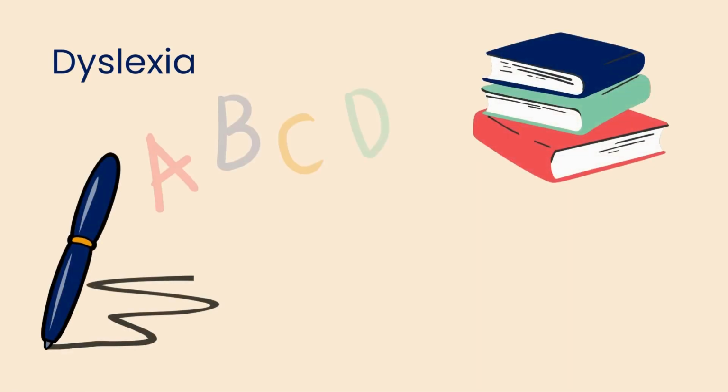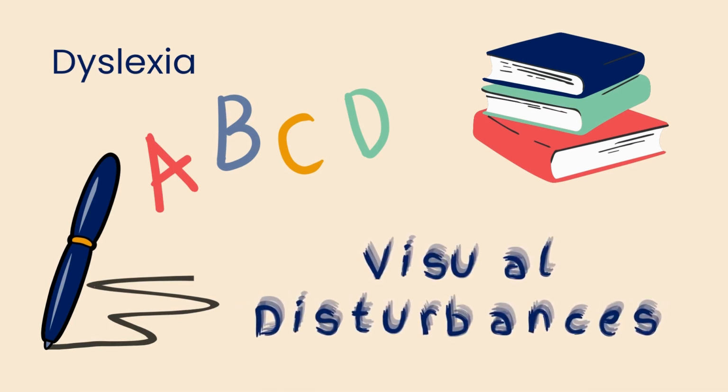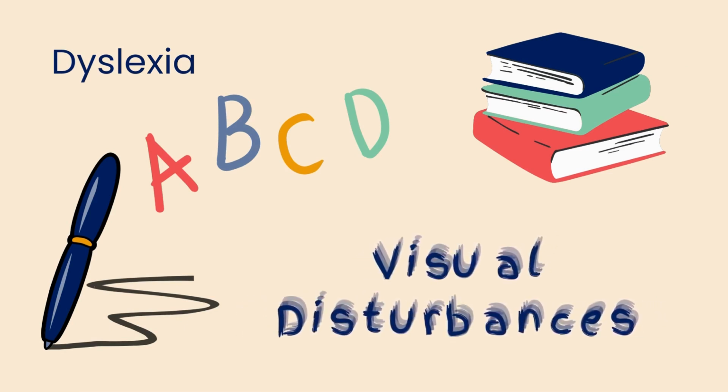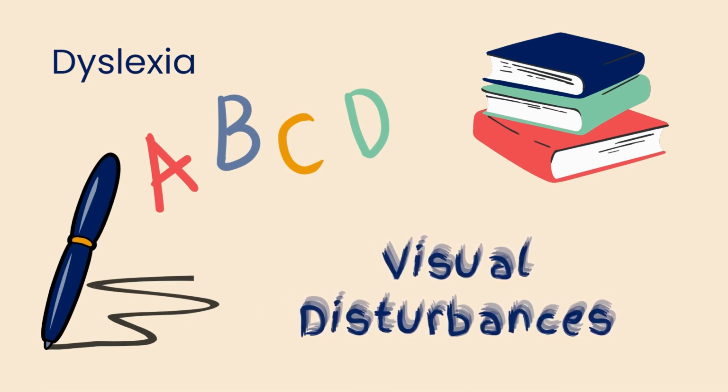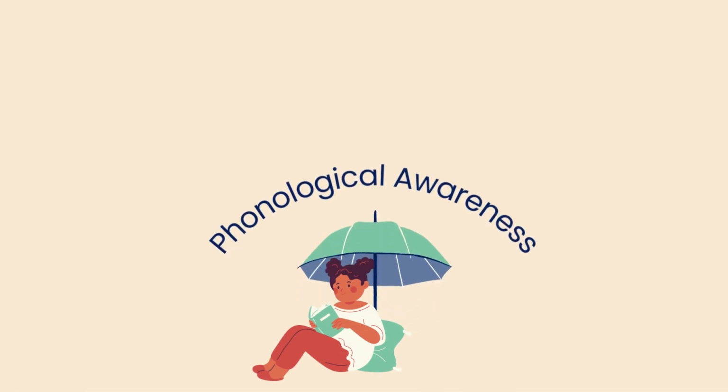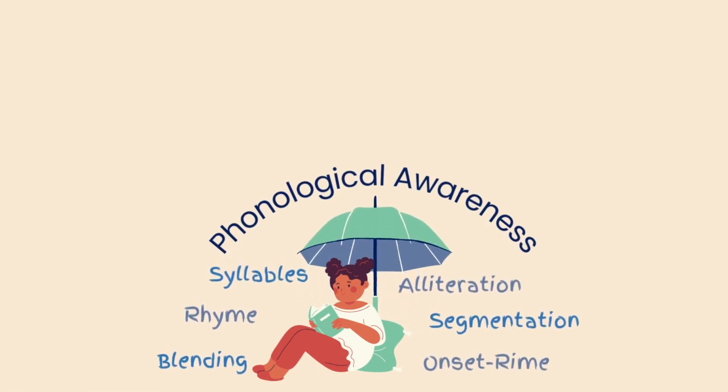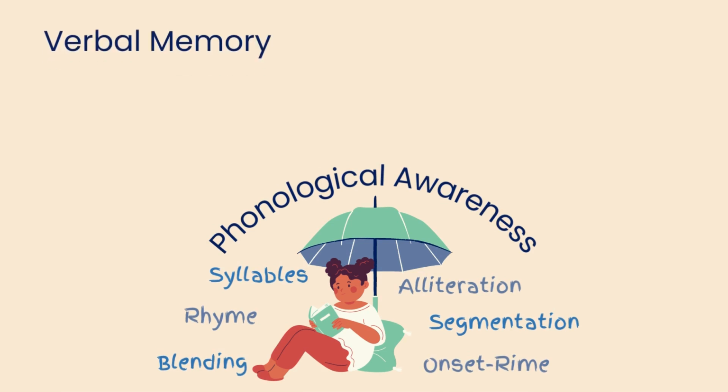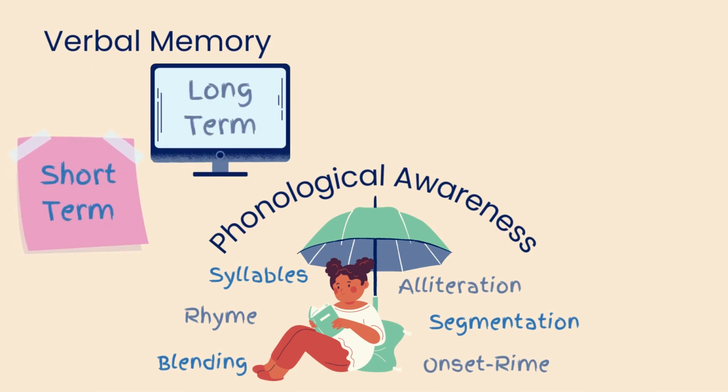Now let's look at dyslexia. Dyslexia mostly affects a person's ability to spell and read fluently. Some dyslexic learners may even experience visual disturbances or tracking problems, which can make the task of reading very difficult. Some key signs of dyslexia are difficulties with phonological awareness, which is the understanding of the different ways to process the individual sounds in words. Verbal memory, this is how well we can remember what we've heard, and many people with dyslexia may struggle with retaining information in their short and/or long-term memory.